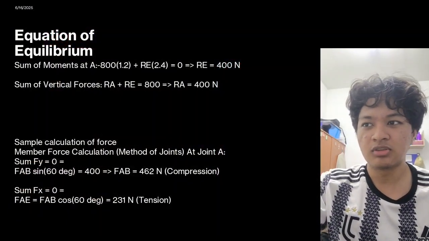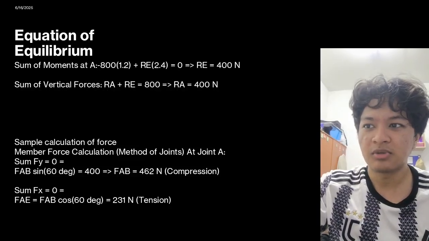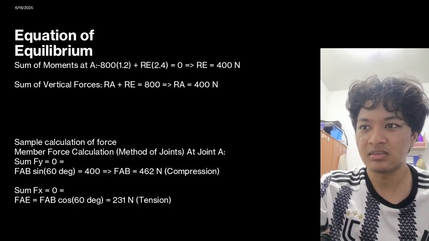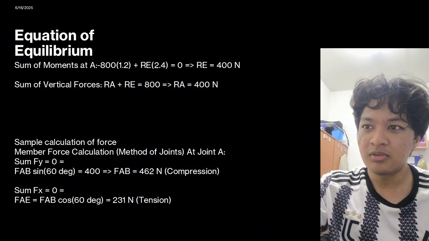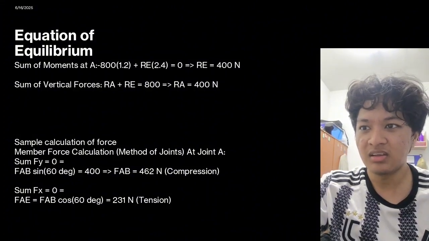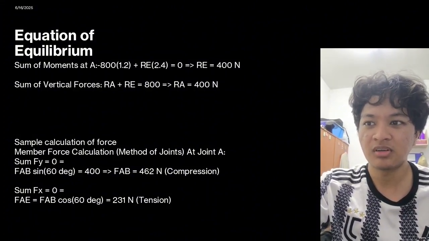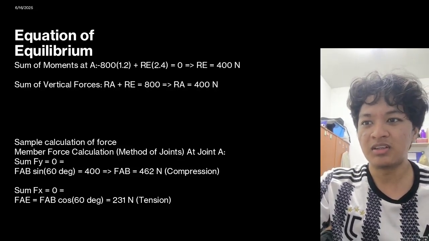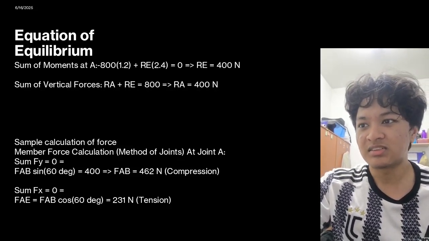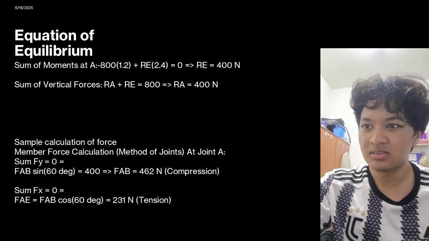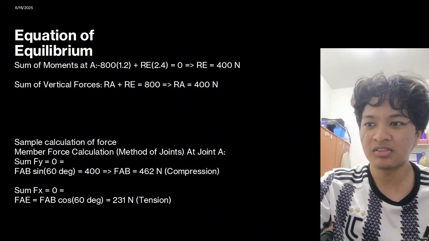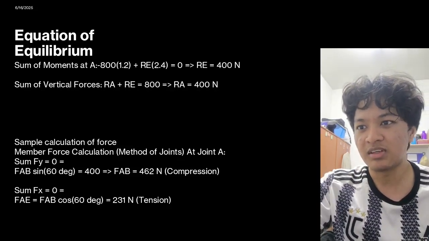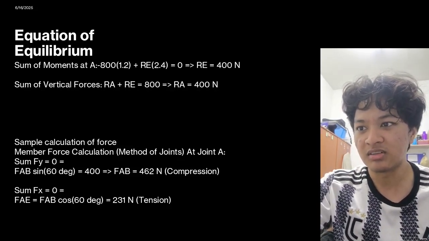Next is the equation of equilibrium. Sum of moments at A is negative 800 times 1.2 plus force RE times 2.4 equals 0. Then RE we got 400 Newton. Next, sum of vertical forces is force RA plus force RE equals 800. And next we get RA equals 400 Newton.